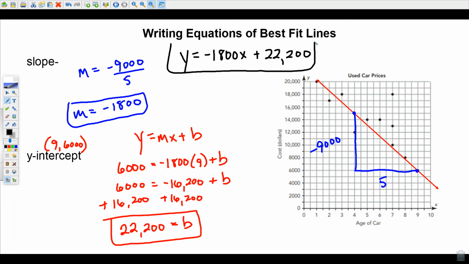And there's 2 more examples for how to write equations of best fit lines.